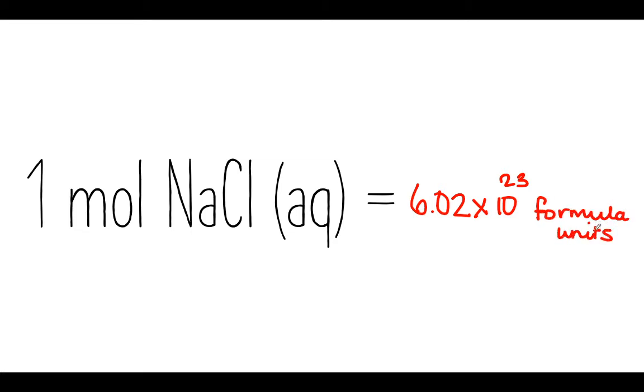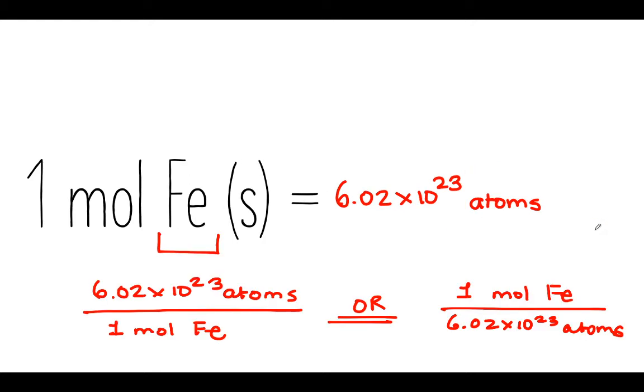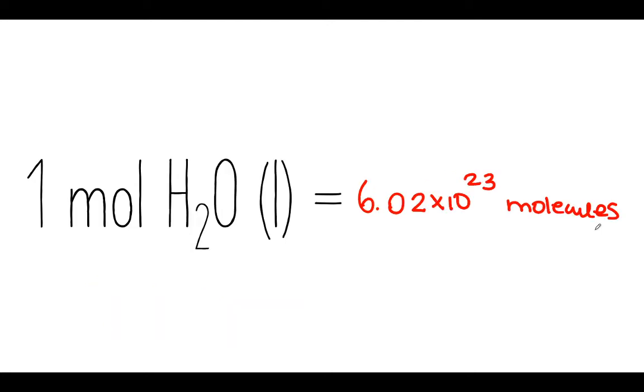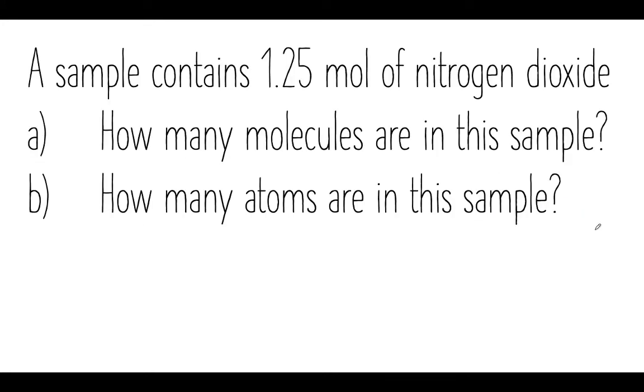So you'll notice that we're not actually stating particles, but we're still referencing different types of particles. So I would say atoms if there's an element that's by itself, molecule if we're referring to a molecular compound, and formula units if you're referring to an ionic compound. Okay, so let's put this into practice and take a look at an example problem.